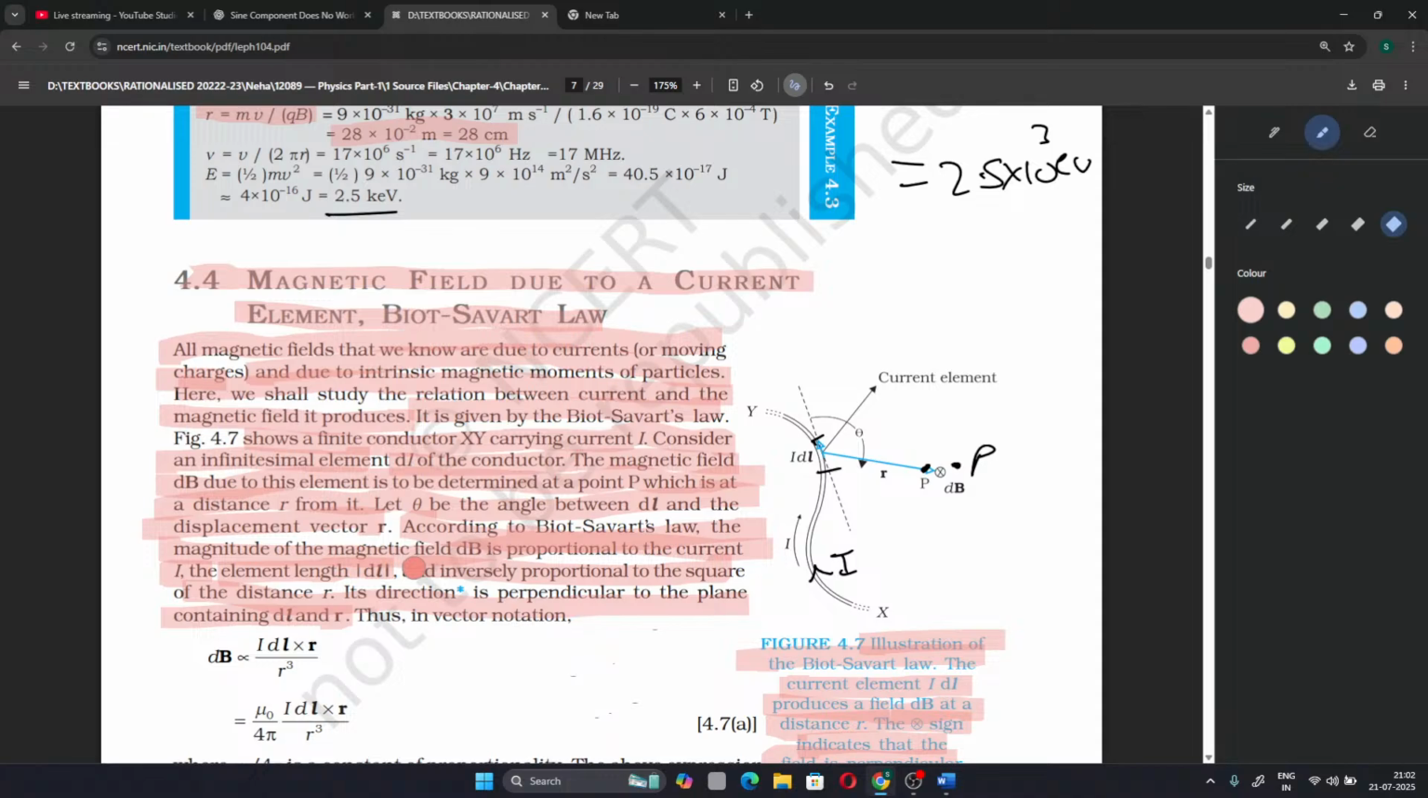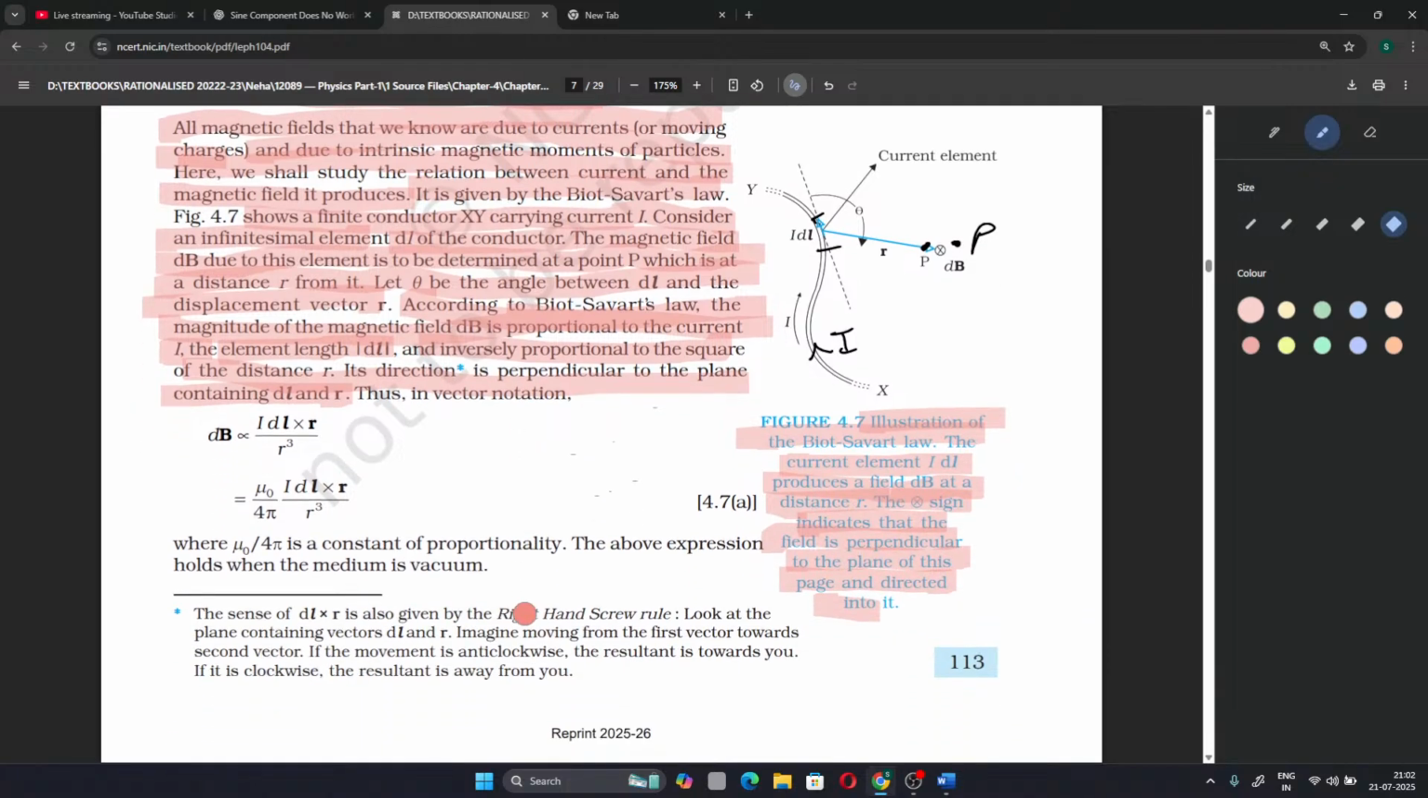Thus, in vector notation, we can write dB is directly proportional to I dl cross r by r cube. It is inversely proportional to r square, but we take r vector above, so we write it as r cube down. And here we also take a sine theta because it is perpendicular to the plane containing them, so it will be a sine theta as well.